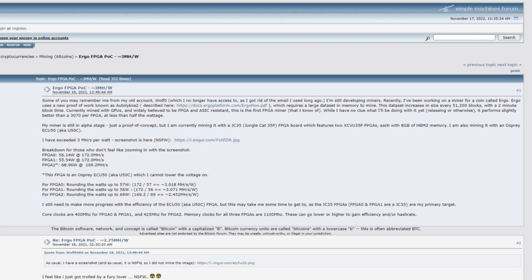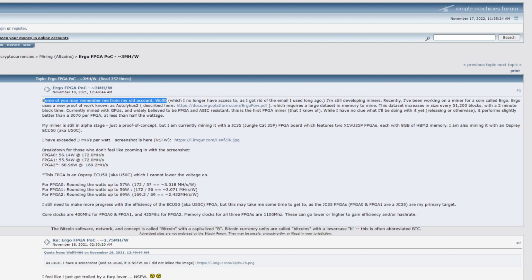And we've had a couple of people on forums say that they've managed to actually get FPGAs onto the Ergo network. Right here in this forum post from around a year ago, something like that, it says, many of you may remember my old account, so this guy is Wolf0. He's basically a person that does a bunch of stuff on FPGAs and mining and stuff like that. But he comes out with this post. I'm not going to go through all of it, but it's basically an FPGA for the Ergo network.